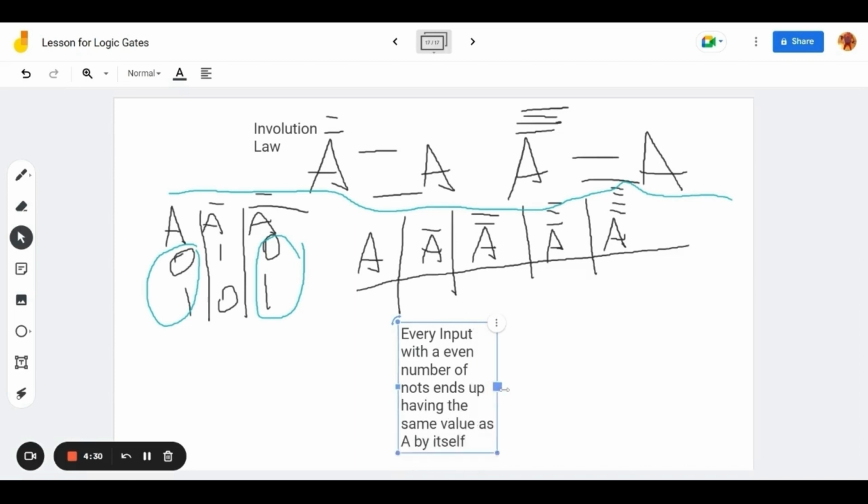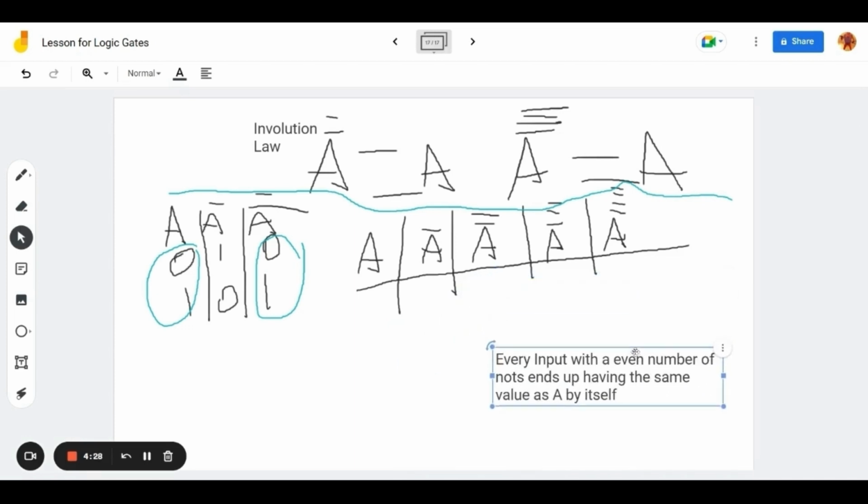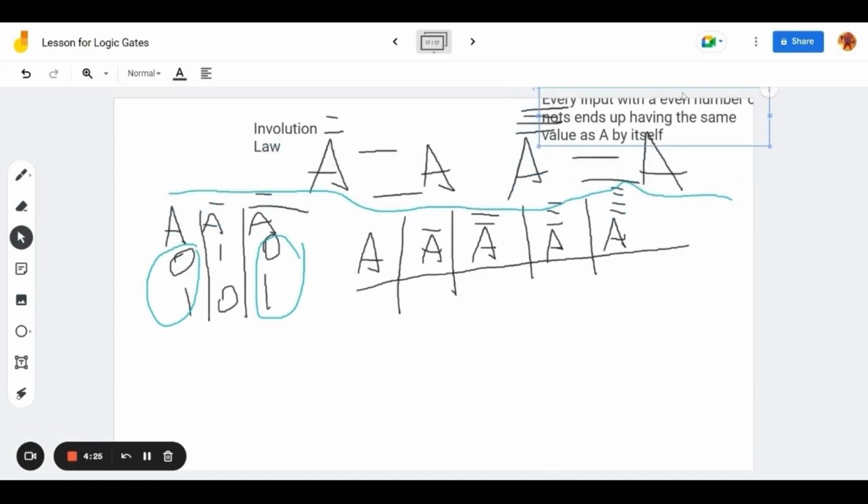Here, let me show you. I'll just put it up here.